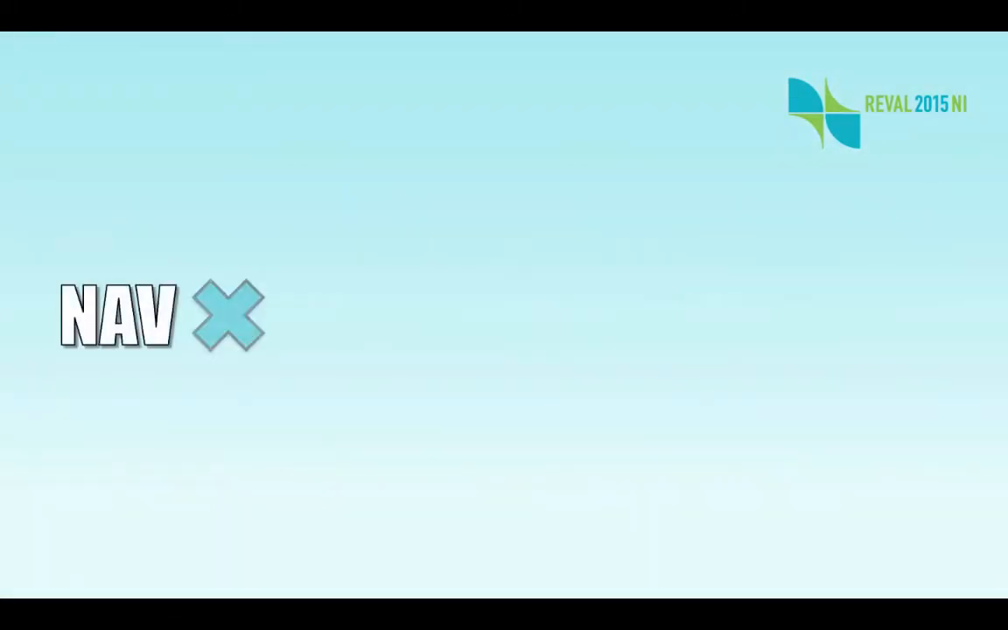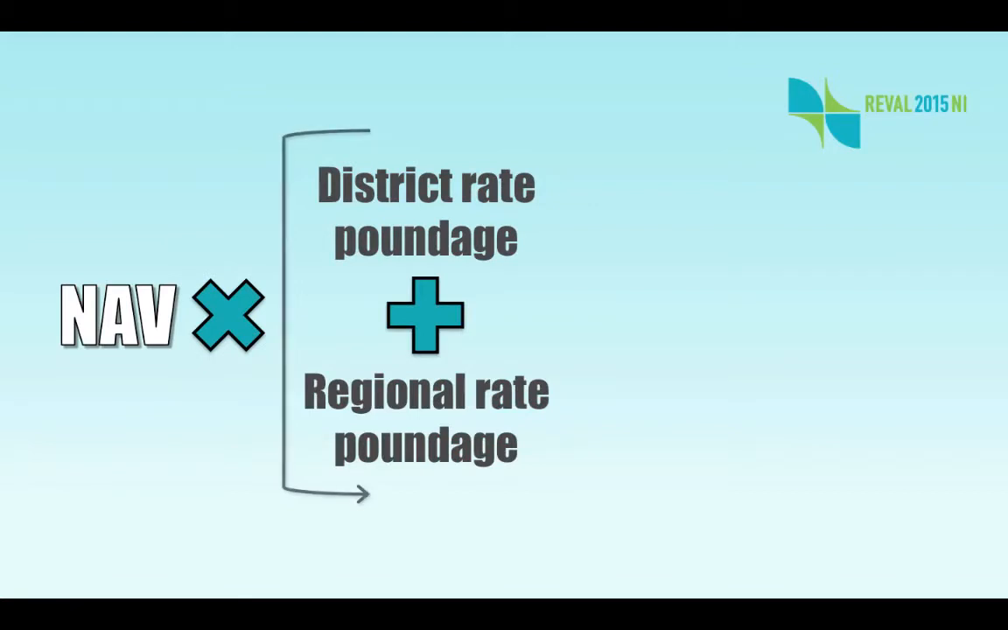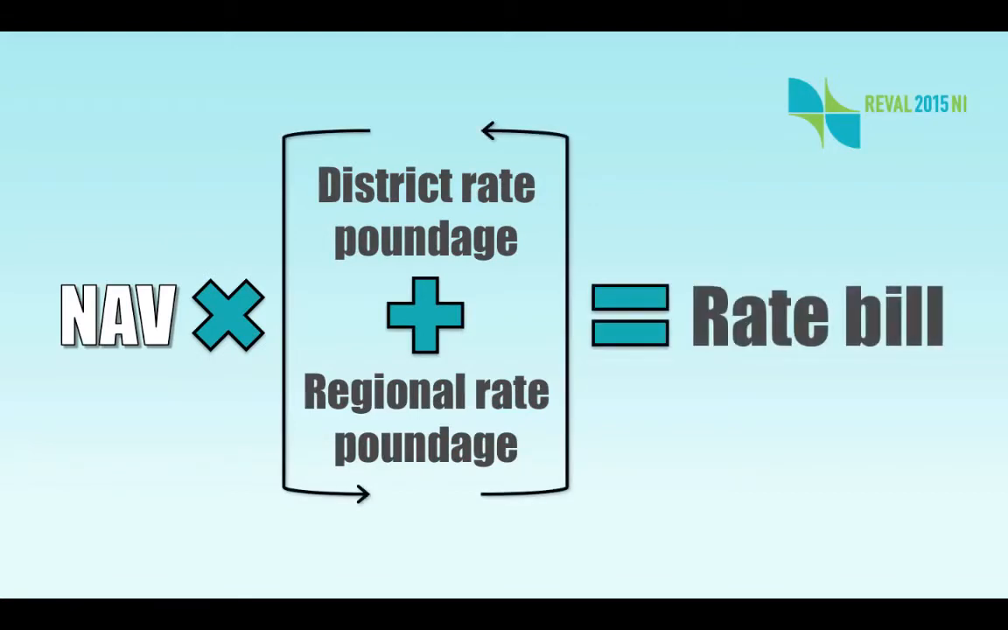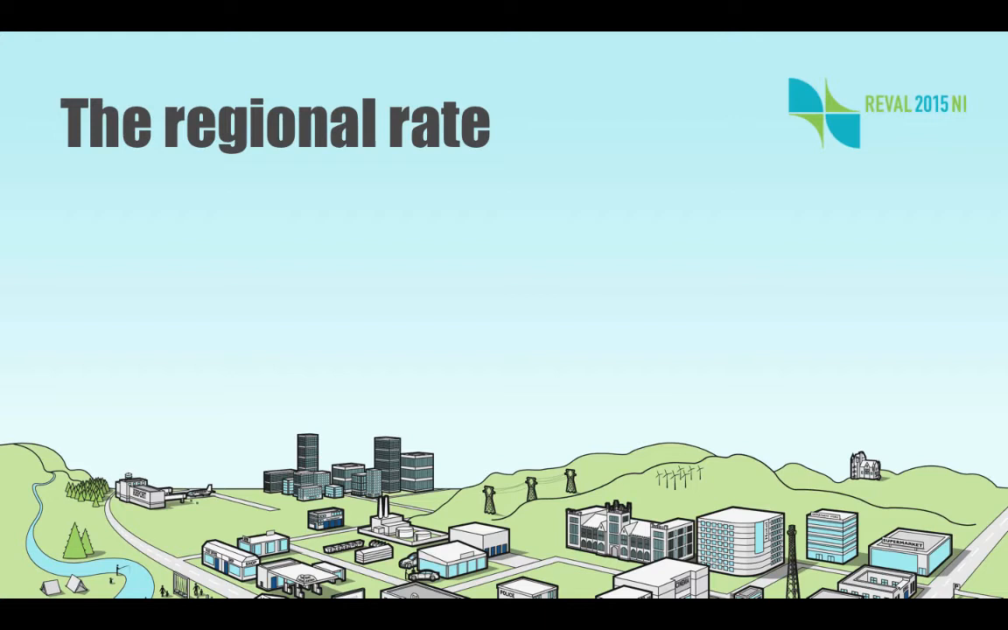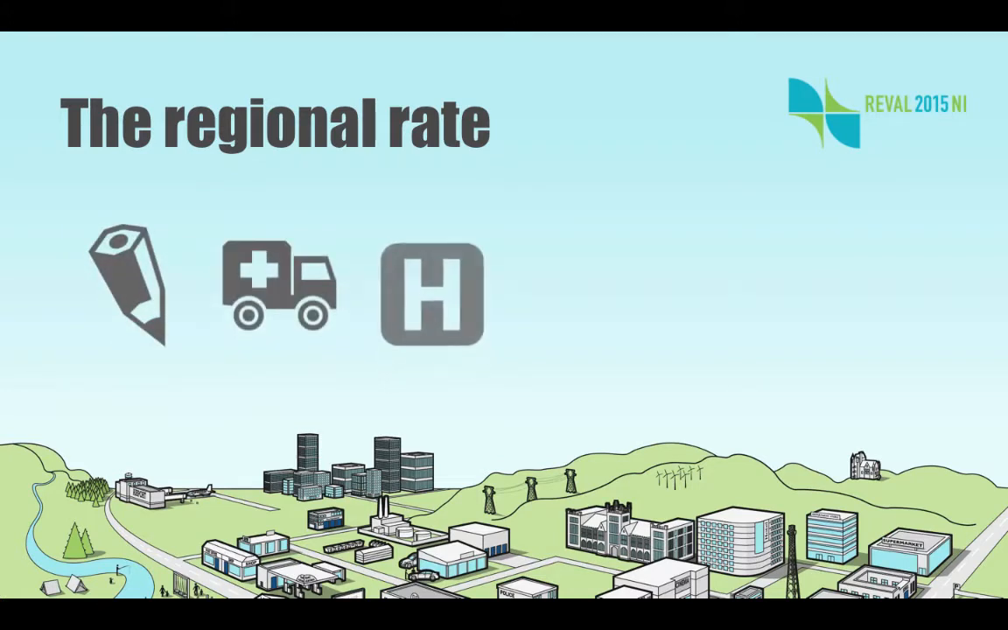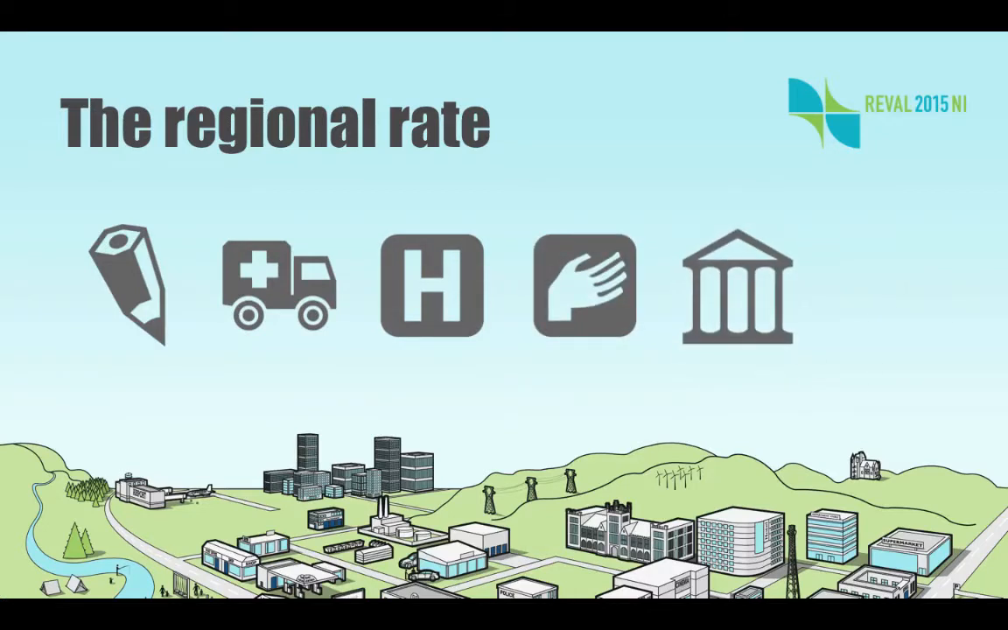To calculate the rate bill of each property, a simple equation is used. The NAV times the regional rate poundage plus the district rate poundage equals the rate bill. The regional rate poundage is set annually by the Northern Ireland Executive. It's the multiplier used in order to raise the amount of money needed to pay for services such as education, emergency services, health, social services, law and order, and roads.